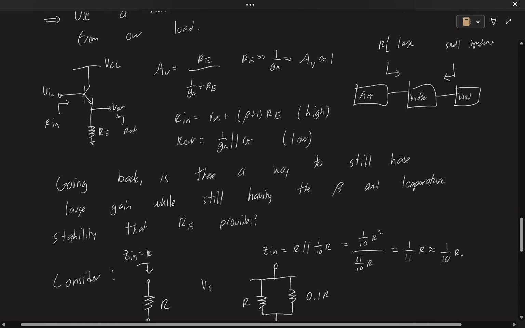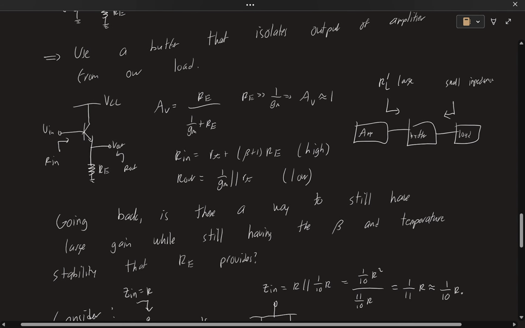Now, going back, is there a way to maintain our large gain while still having the beta and temperature stability that RE provides? Because from before, RE is great for stability, but lowers our gain quite a bit, right? Just going back to the common emitter amplifier, okay?